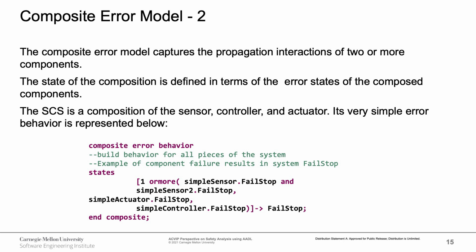The SCS is a composition of the sensor, controller, and actuator. Its very simple error behavior is represented below. As you can see, if either one or multiple components like simple sensor 2, simple actuator, or simple controller fail, then the whole SCS system state is set to fail stop.